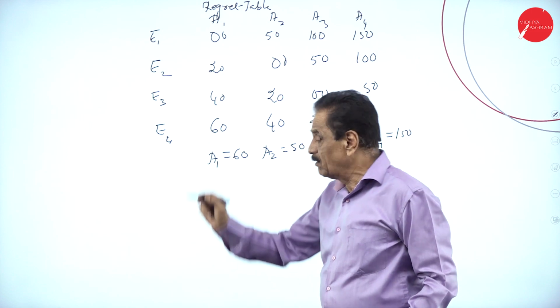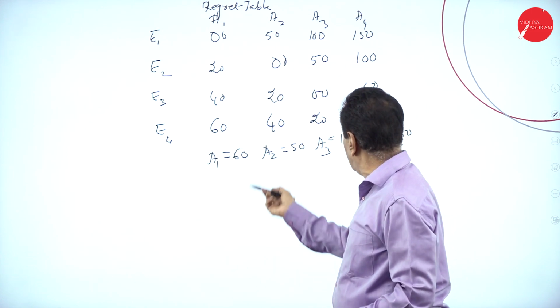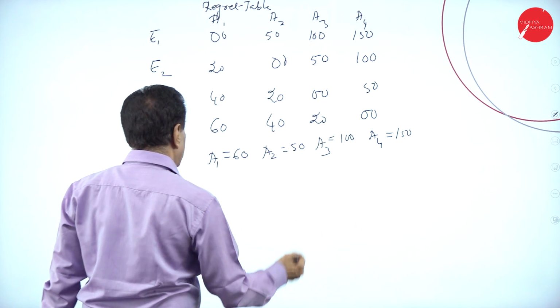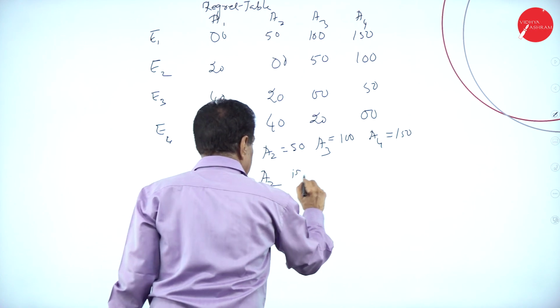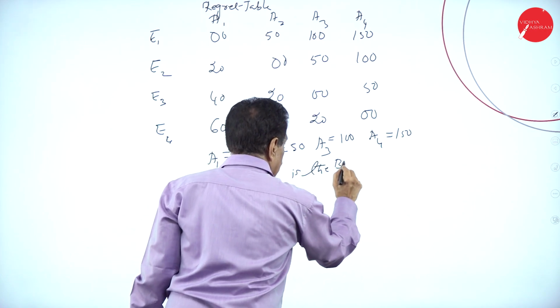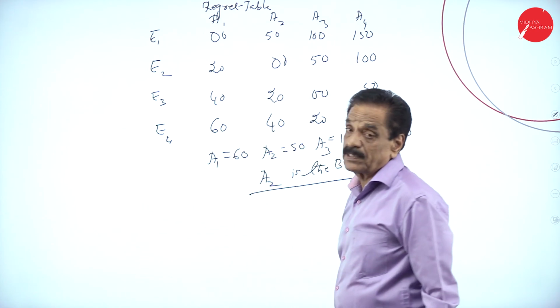So, regret table, find out the lowest value among the highest values. In that lowest is how much? A2 is equal to 50. A2 is the best act. Lowest is the best act.